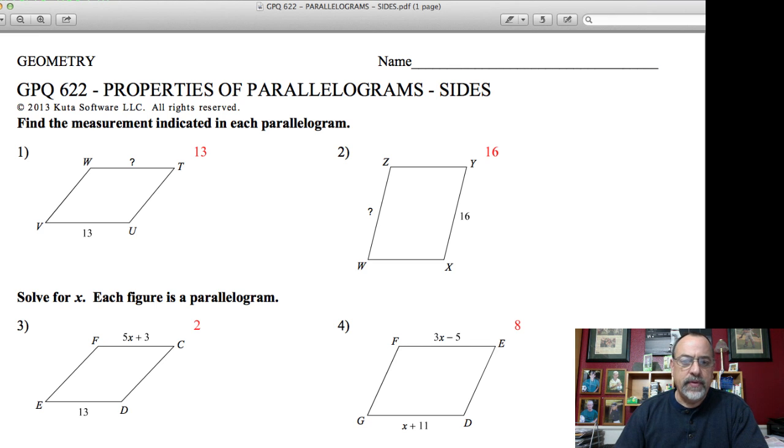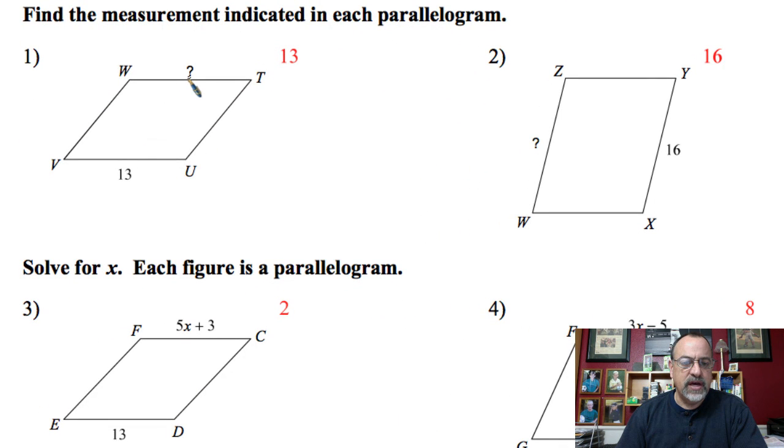Okay, so the first property said that if you have a parallelogram, then the sides that are opposite each other are equal. So a couple of very easy applications here. Here we have a parallelogram, so if this side is 13, the opposite side would also be 13. No work to do there. Same thing here. It tells us in the instructions that this is a parallelogram, so the opposite sides would be equal, so that's pretty easy.